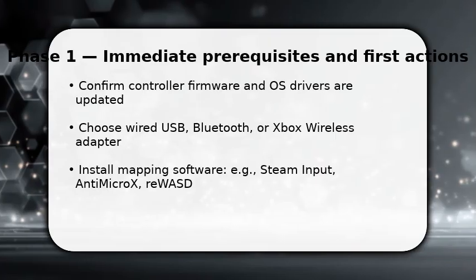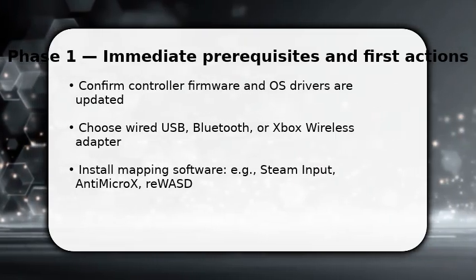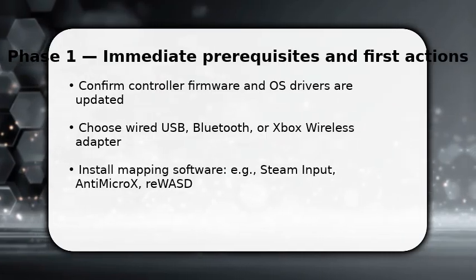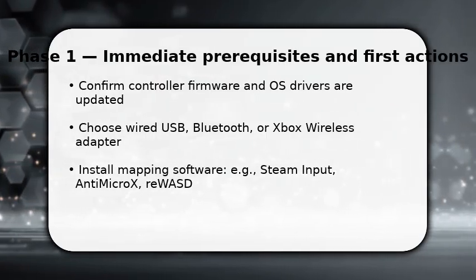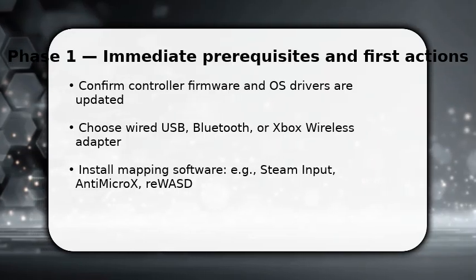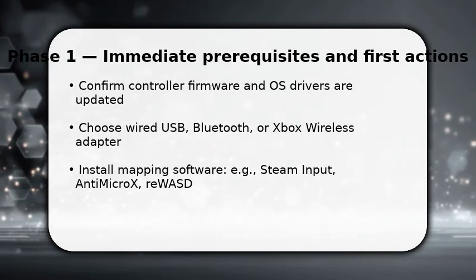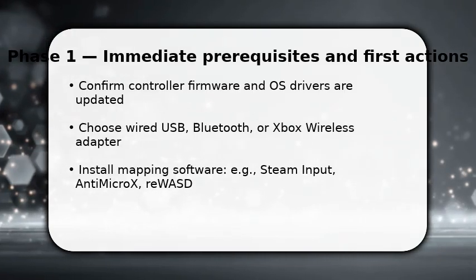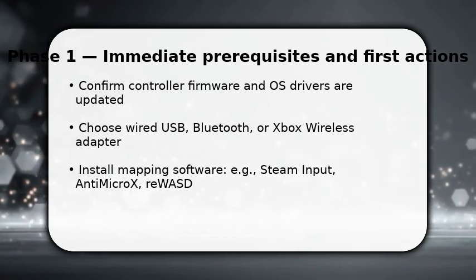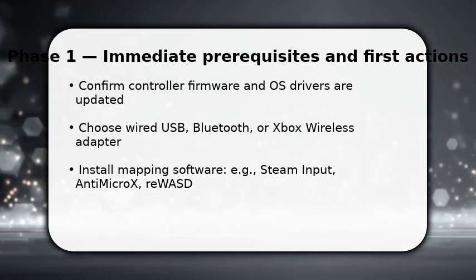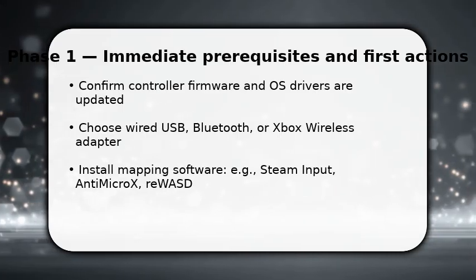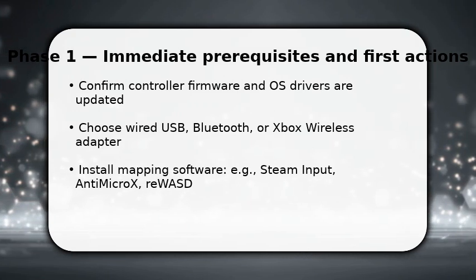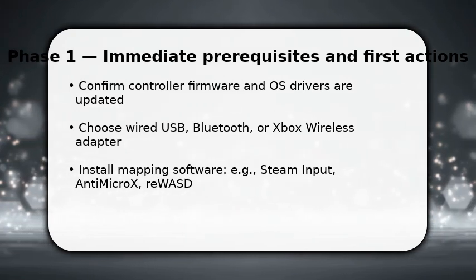You start by preparing the hardware and software. Connect the Xbox controller via USB, Bluetooth, or the Xbox wireless adapter so the OS recognizes it. Install mapping software, Steam Input for games, Anti-Micro X or ReWASD for system-wide mapping, because these tools translate sticks and buttons into pointer and key events. Once done, grant necessary permissions in Windows or Mac OS. Make sure the controller battery is charged, and test the basic button responses before proceeding to map inputs.